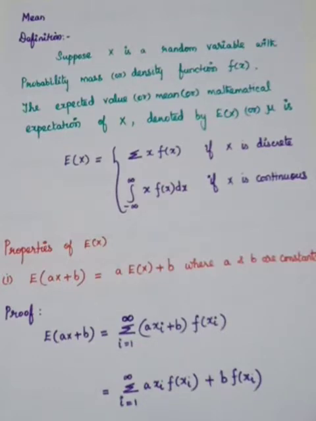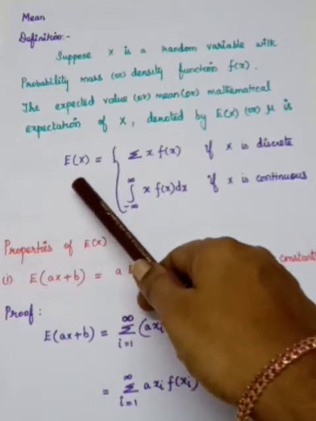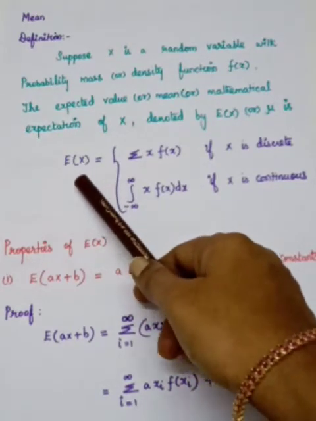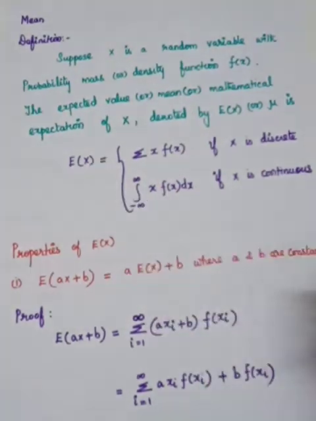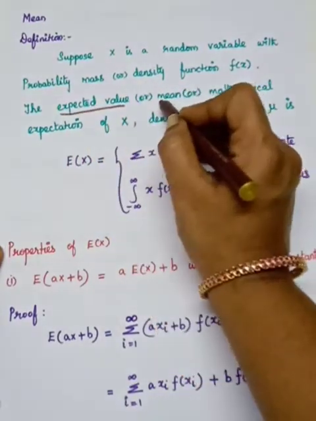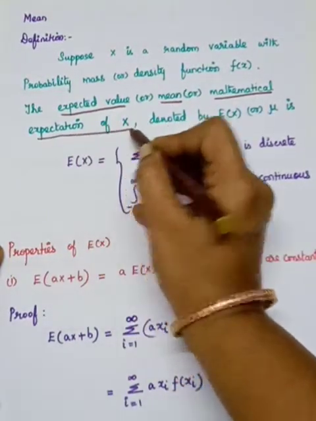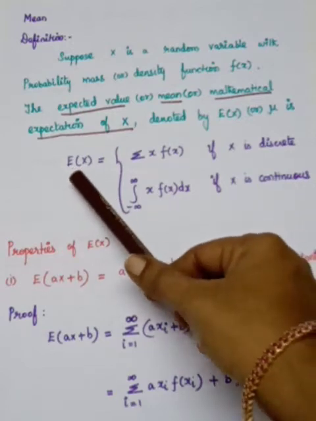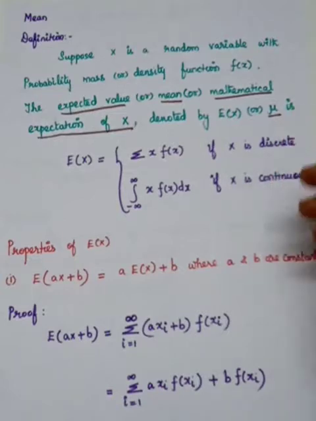Okay, so first the mean, or we can say the expected value or mathematical expectation of the random variable. It is denoted by E of x. What is E of x? We can say it is the expected value or mean or mathematical expectation of the random variable. Okay, it is denoted by E of x or mu.